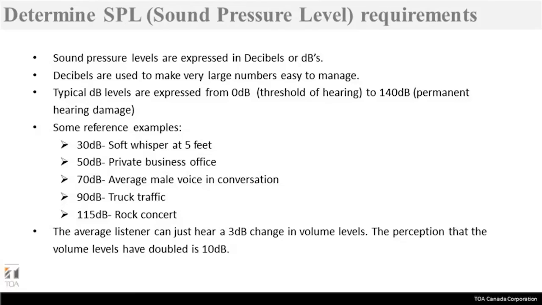Like I mentioned, an average listener, be it you or me, can hear a 3 dB change in volume levels. Whenever you bump up a volume by 3 dB, a human ear can detect it, and there's a perception that the volume has increased. But once you go up to 10 dB, it is very evident that there has been an increase in the volume level. If it's a slight change, maybe 1 dB, 2 dB, 2.5 dB, it's very difficult for a human ear to detect the increase in the sound pressure level.